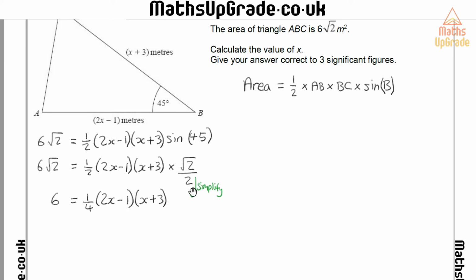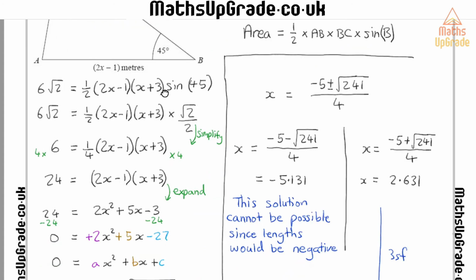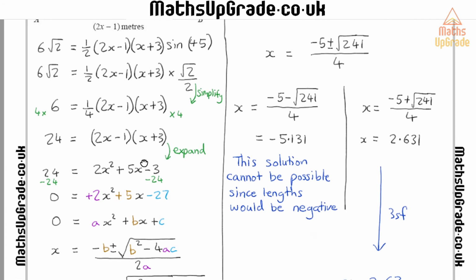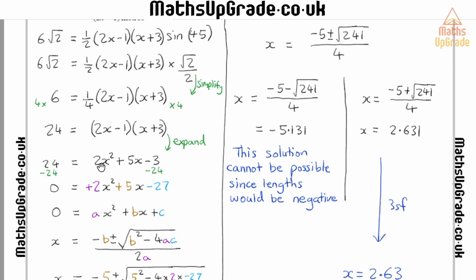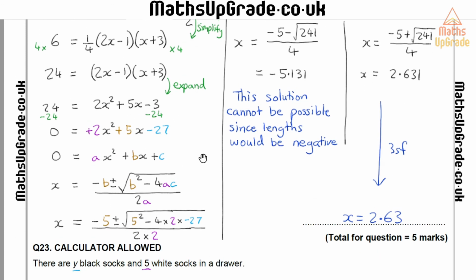All I've done here is take into account the fact that I'm halving everything, so that'll be a quarter. The next step here, I'm just going to get rid of this quarter by multiplying everything by 4 on both sides. And then I'm going to expand these brackets. That will give me 24 equals 2x squared plus 5x minus 3. If I subtract 24 from both sides, I'll get 0 equals 2x squared plus 5x minus 27. By inspection, a equals 2, b equals 5, c equals negative 27.